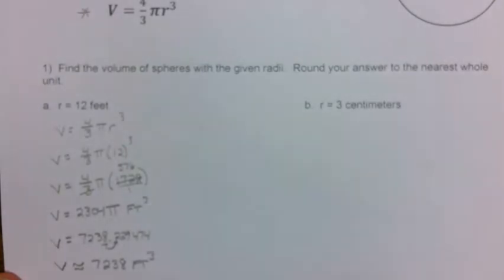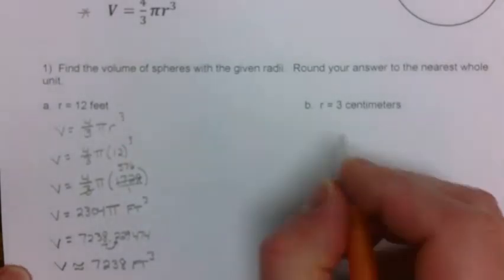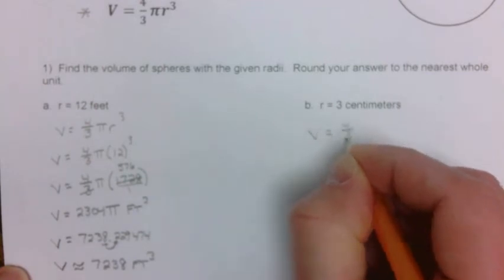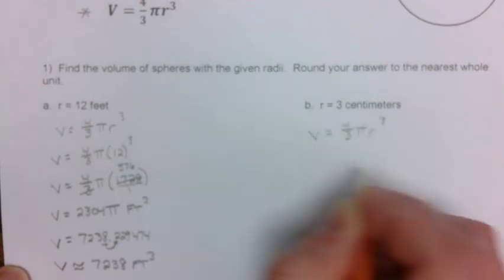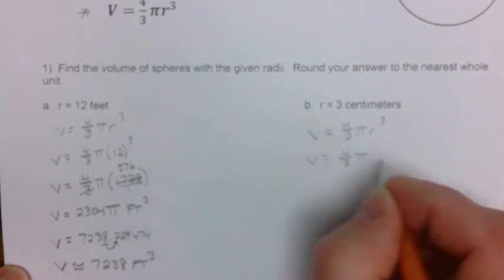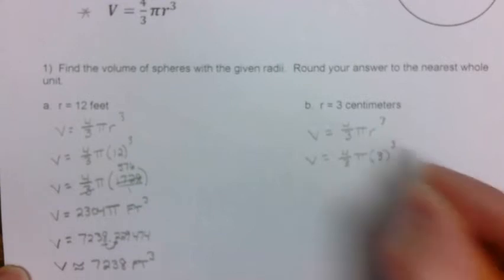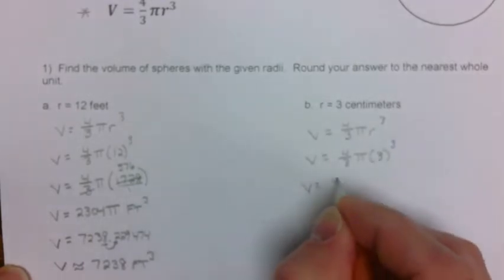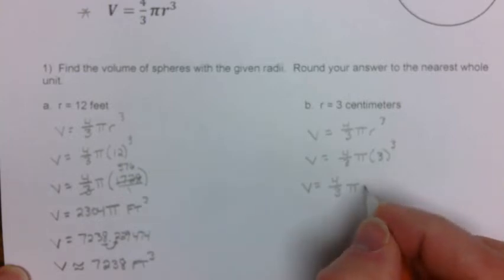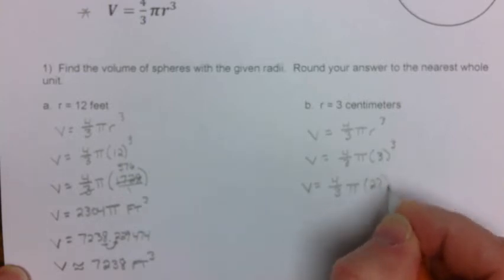What if we had a radius of 3 centimeters? What would be the volume of the sphere this time? So same process, start with the formula. V equals 4/3 pi r cubed. And then just substitute in the value of the radius, which in this case is 3. Order of operations again, do the exponent first. 3 cubed, 3 times 3 is 9, times 3 is 27.